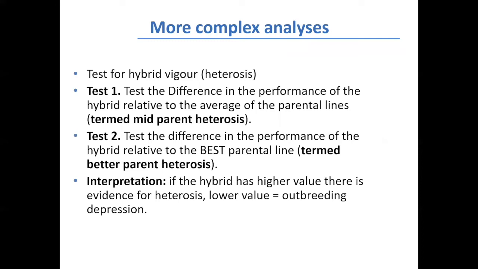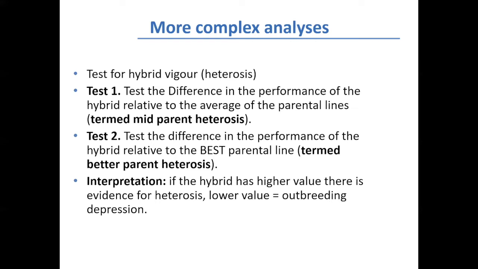If you want to get a bit more serious, you can also undertake some more sophisticated analyses that test for hybrid vigour. And there are two common tests used. The first tests the difference in the performance of the hybrid relative to the average performance of the parental lines. And this is termed mid-parent heterosis. The second tests the difference in the performance of the hybrid relative to the best parental line. And this is termed better parental heterosis.